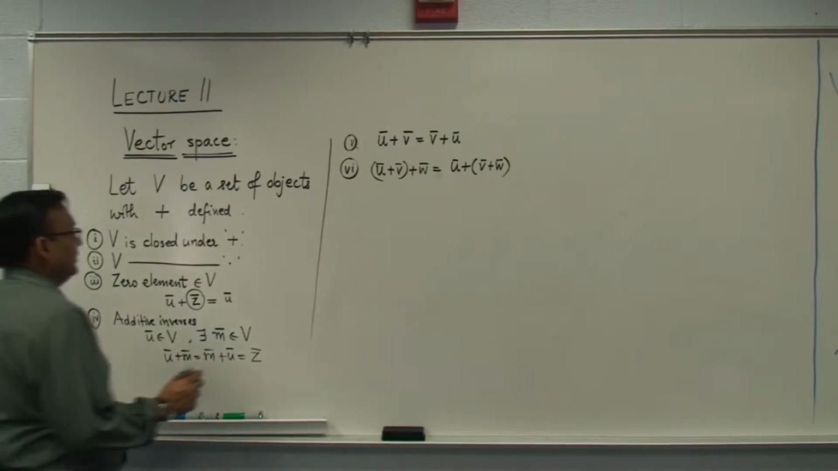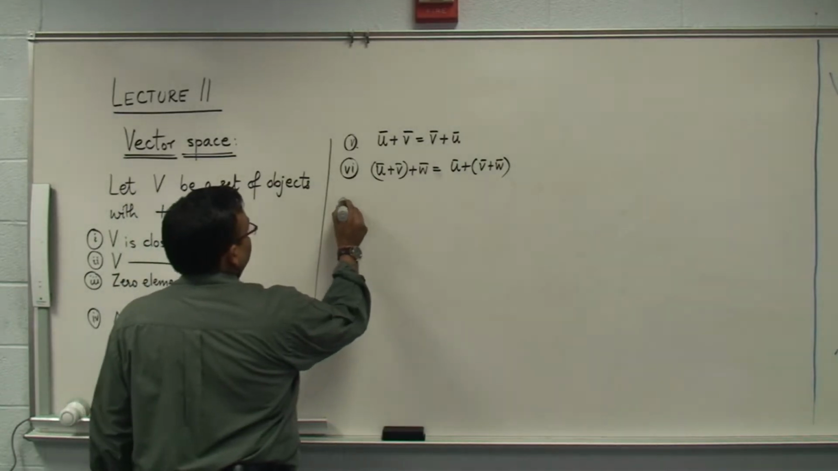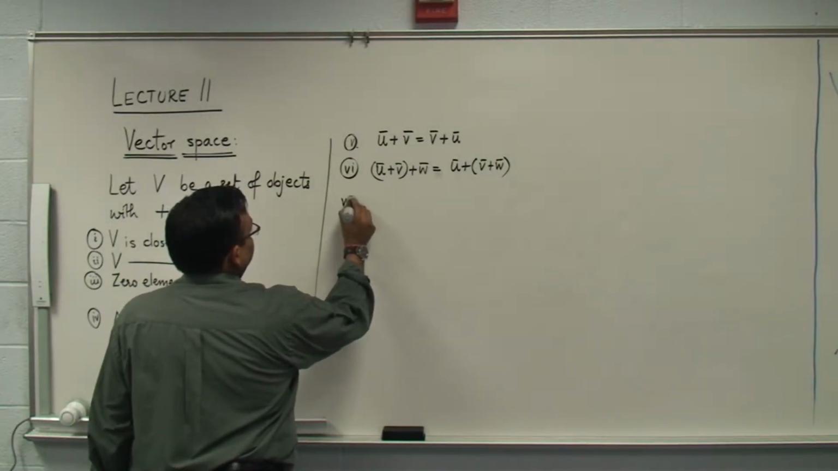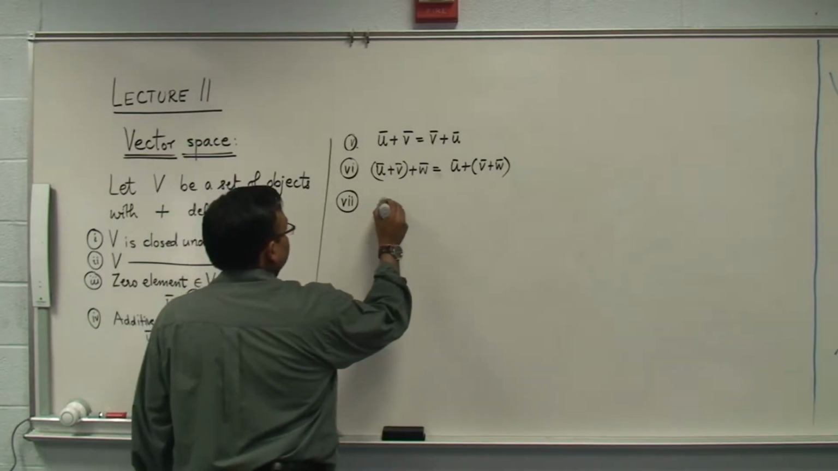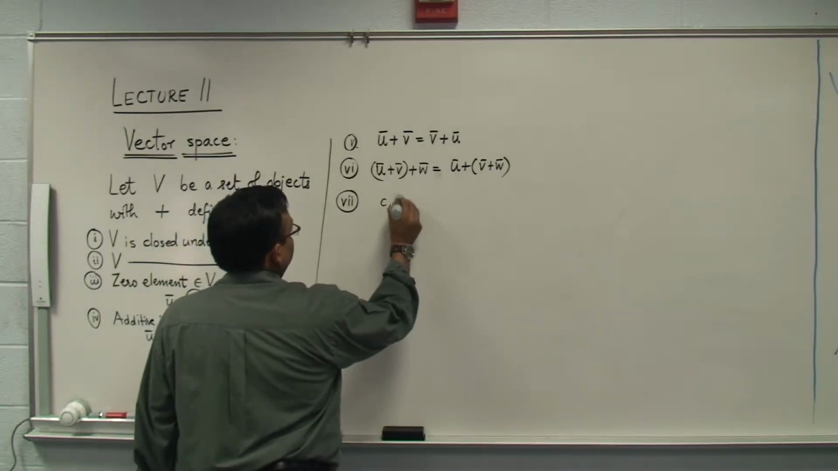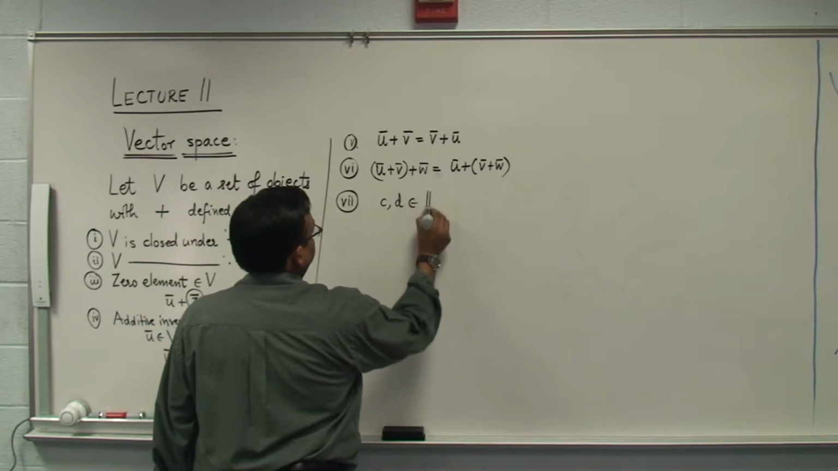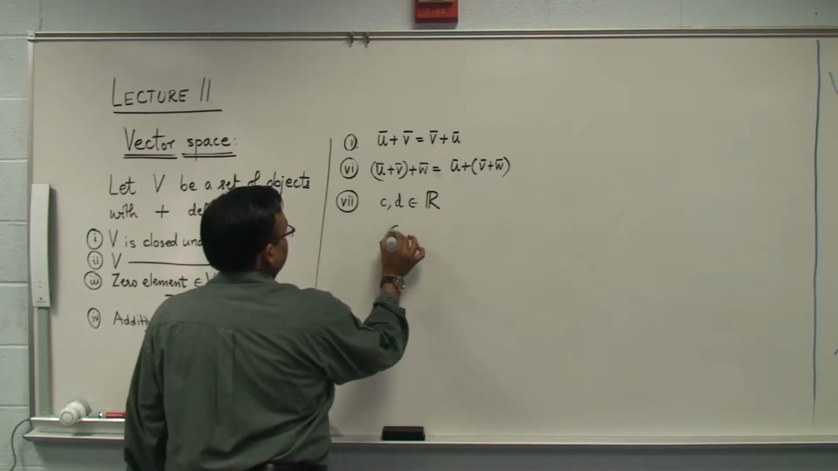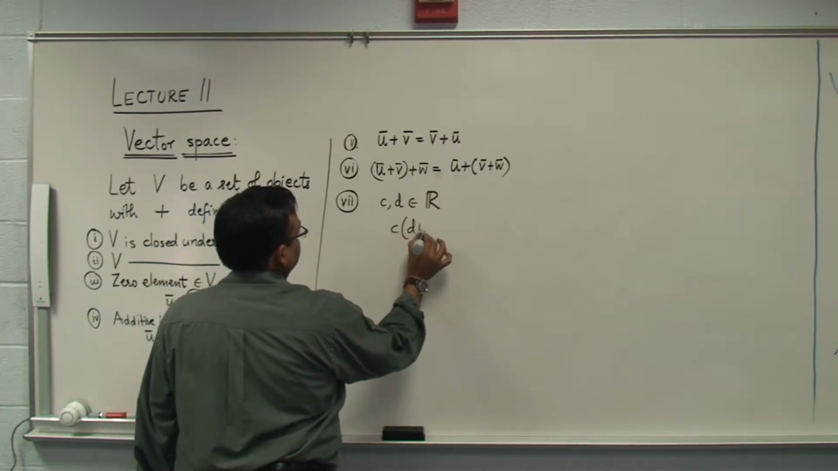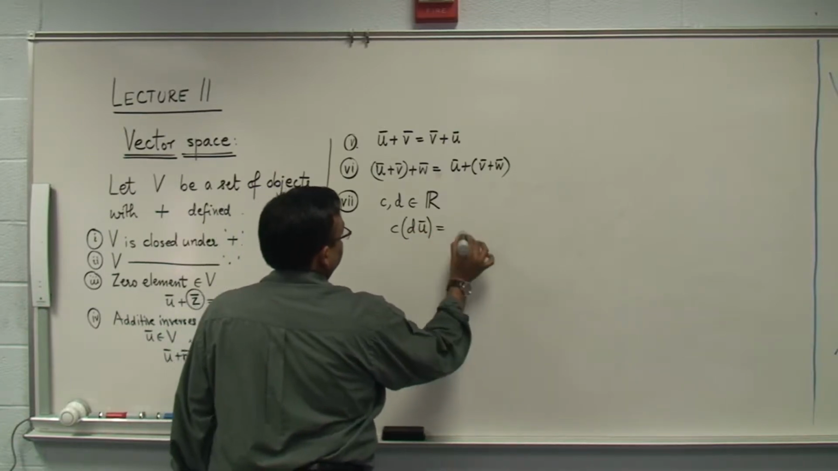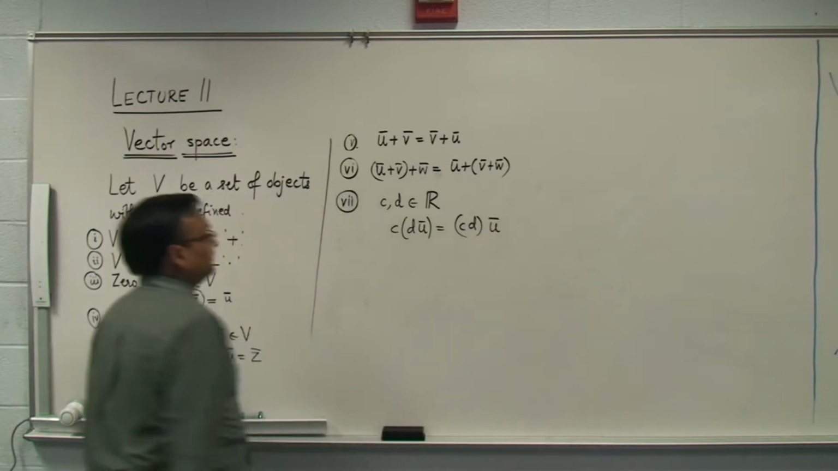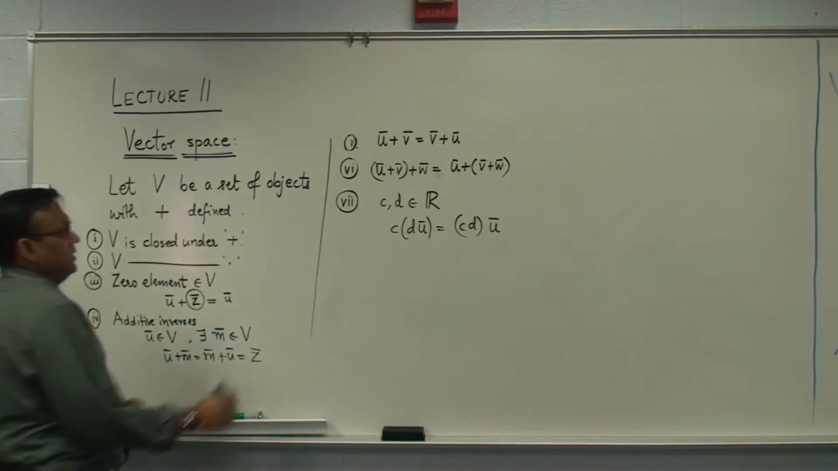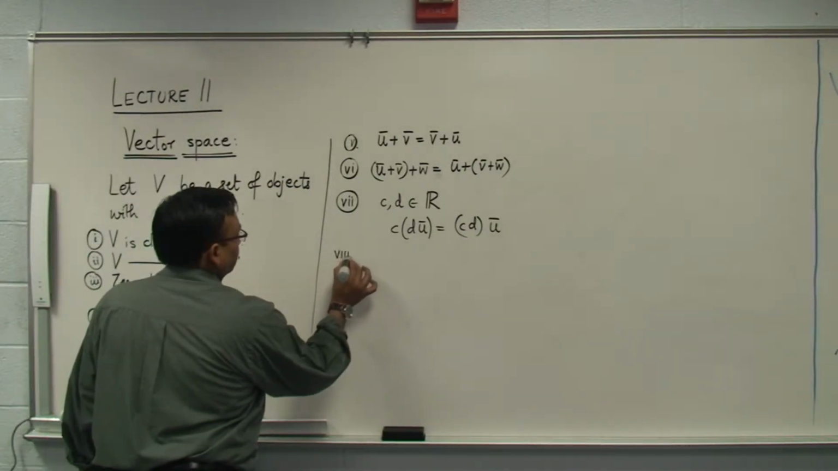So what is the link between multiplication and addition? Well, let's see if we can come up with links between multiplication and addition. First things first. Suppose I have scalars C and D. Let me say they are real numbers. Then C times D times the vector U is the same as CD times the vector U.